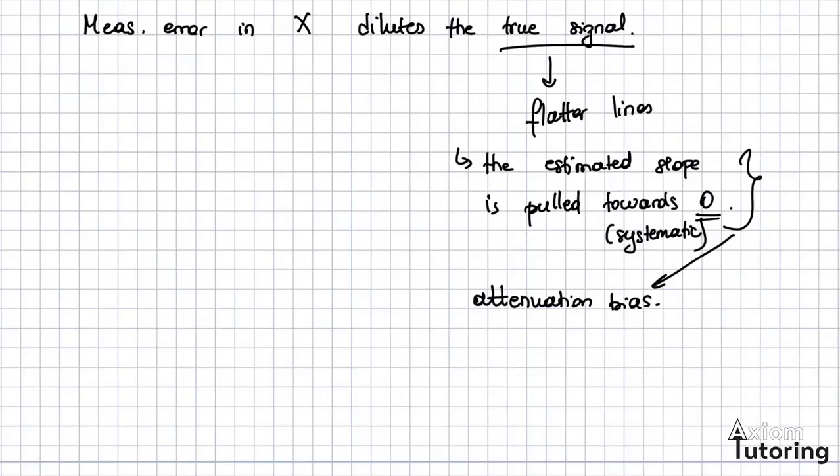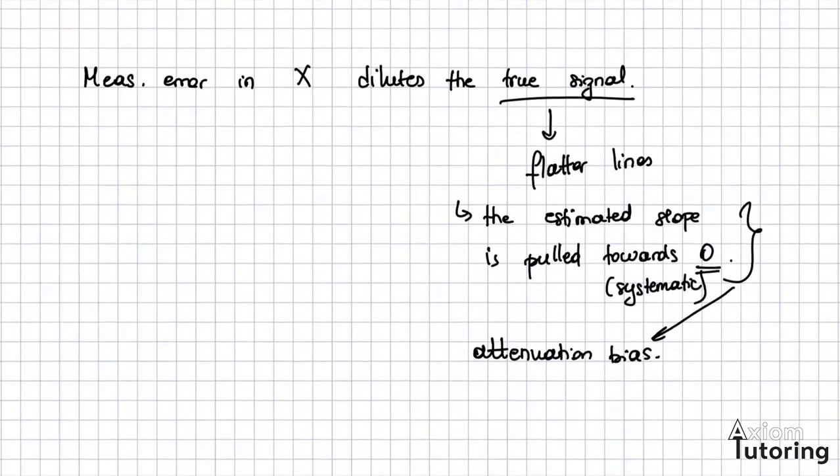In the next video, we'll prove mathematically that the bias pulls towards 0 under classical measurement error. For the X variable, we'll derive the exact formula and see that the degree of attenuation depends on how noisy the measurement is relative to the true variation in X. Because remember, we said that it dilutes the signal, and the weaker the signal, the flatter the line. So we're going to have a way to measure that flatness.